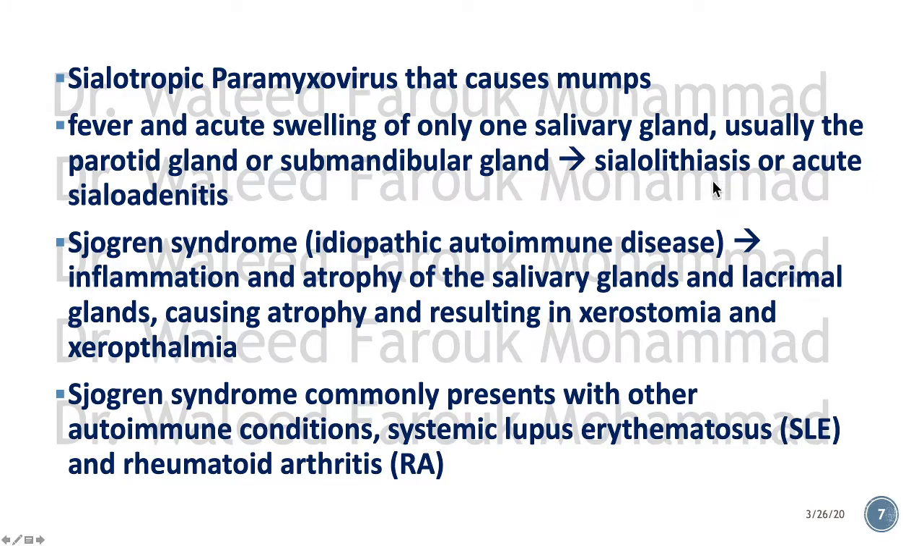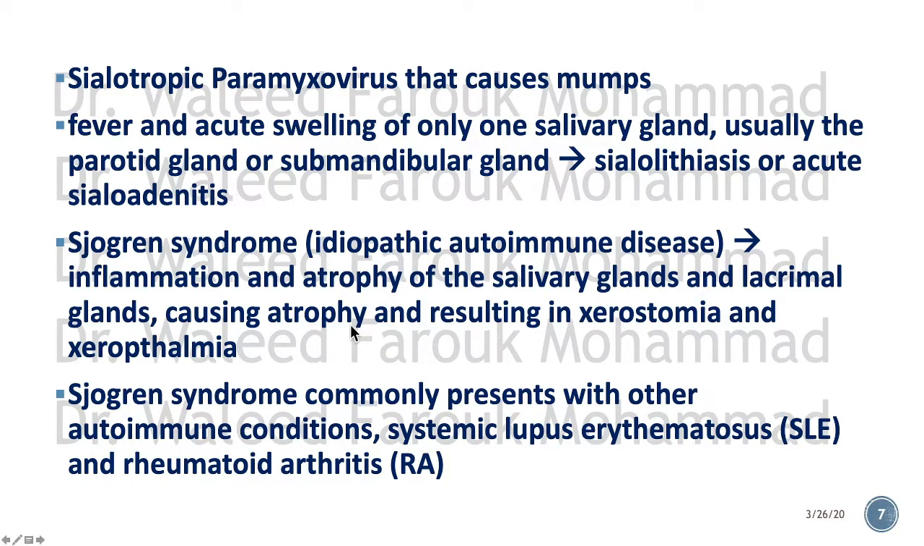Lithiasis is stone formation. Another example of a disease that hits this gland is Sjogren's syndrome. Sjogren's syndrome is an autoimmune disease, one of those diseases in which the body forms antibodies against self. Of course, this is a very bad situation.